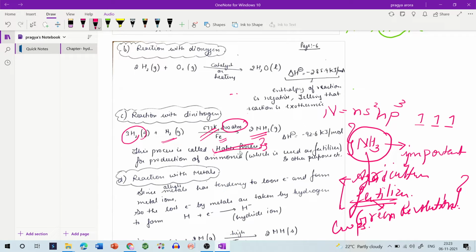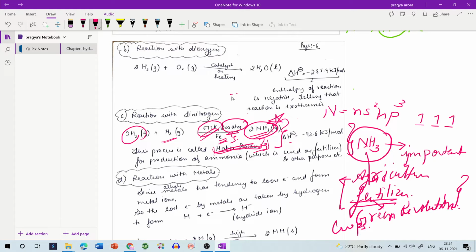That's why the reaction has been given a name. Every reaction is given a name after the person who produced, generated or found that reaction. But this reaction has immense importance because it produces a product which we use as a fertilizer for very useful purposes. We are very dependent upon this one. So you must remember the conditions of temperature and pressure, and the catalyst used in this process is iron.